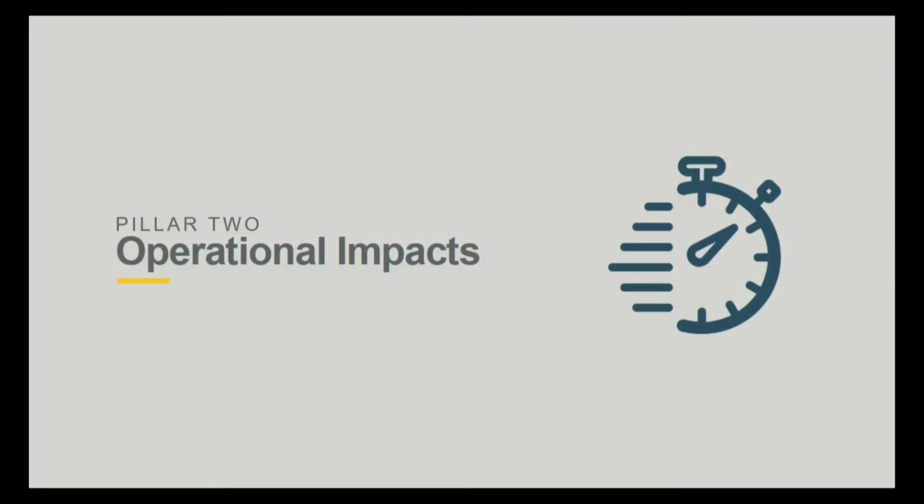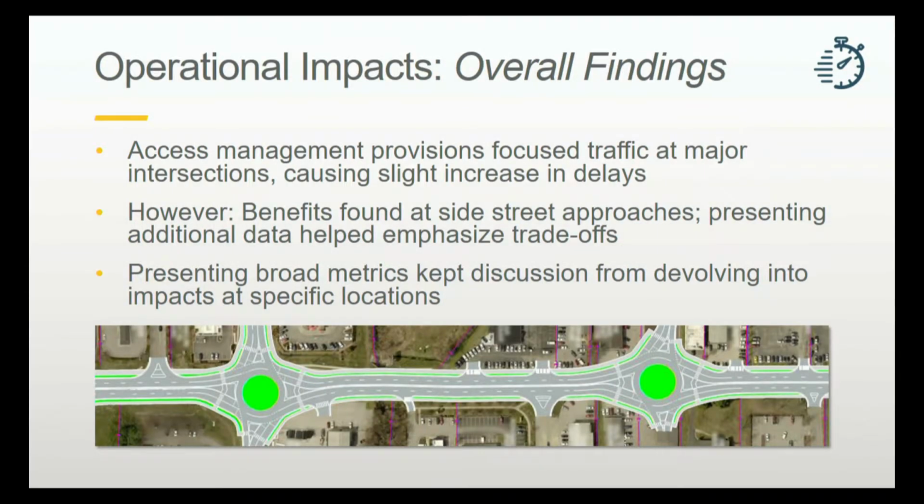In terms of operational impacts, if you're a traffic engineer like me, you're probably wondering, how do the different alternatives perform? Well, we looked at things at a high level, and at a high level, we actually found that consolidating access at those major intersections, adding U-turns, adding more left turns, actually makes conditions slightly worse under the access management options. But what happened is that we found that there are benefits to be found at side street approaches.